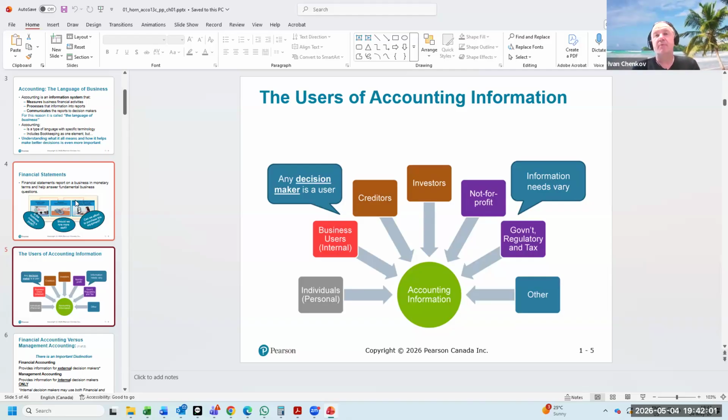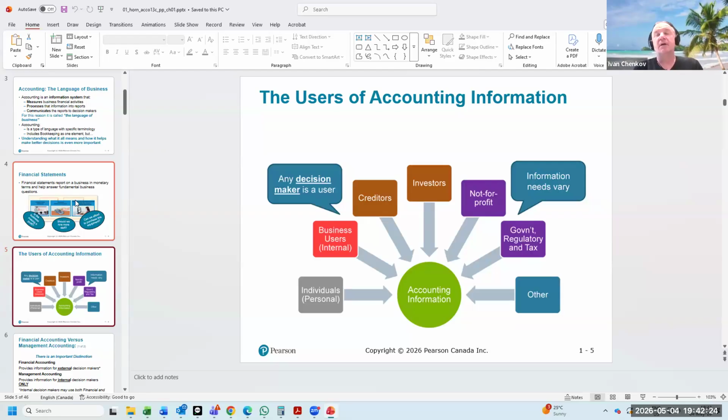Now, two people can look at the same information, but because they're using the information for different purposes, obviously they're looking for different things, and they can see different things. Again, they're looking at the same information but seeing different things. Creditors, for example, they want accounting information.